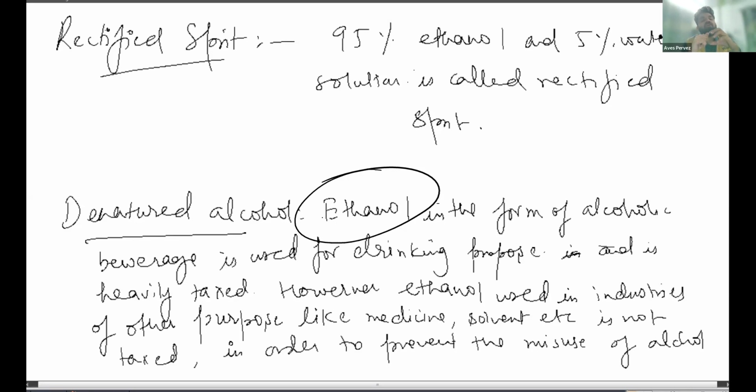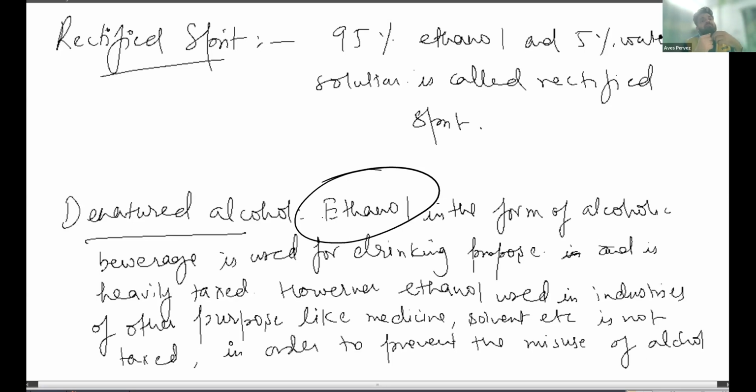In order to prevent misuse, consider the industries using alcohol not for drinking purposes, as a solvent, for medicinal purposes, for the paint industry. If a worker in the paint industry starts drinking that cheaper alcohol, thinking that it is not excised and is easily available, they will consume it because it is cheaply available. But here is what the government does: they denature the alcohol.